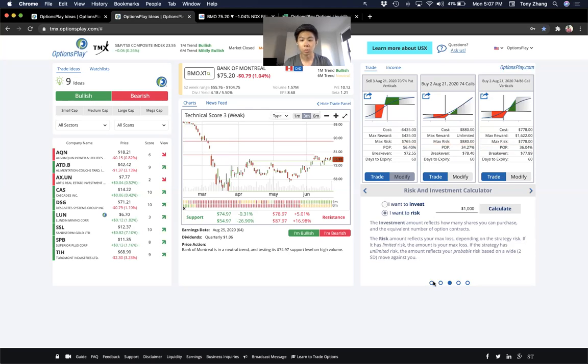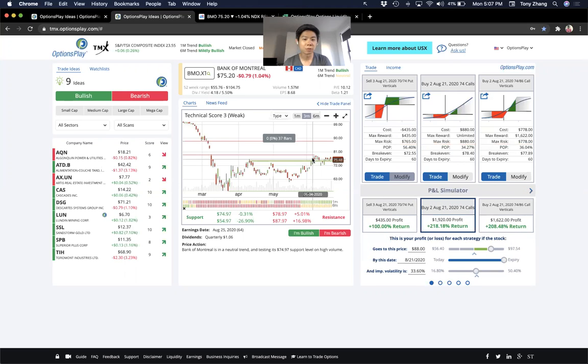So I'm going to say, well, what happens if BMO just stays within this range between 75 and 78, which is the range it's been hovering in for the past few weeks? Let's say between now and August, it just stays in this range around, let's just call it 77 or so. As you can see, if the stock stays where it is, the only strategy that's going to make money is the credit spread.